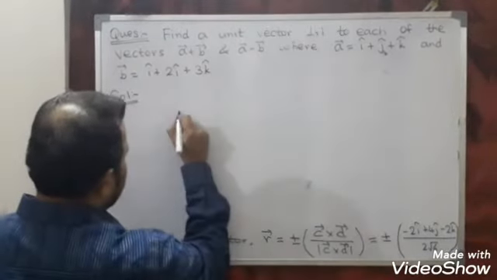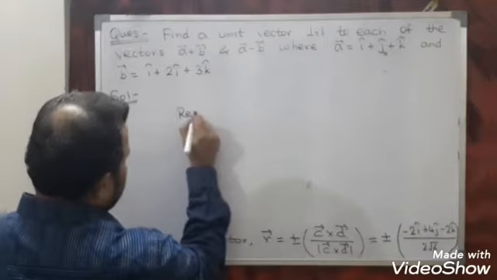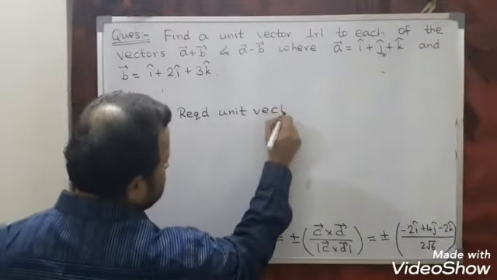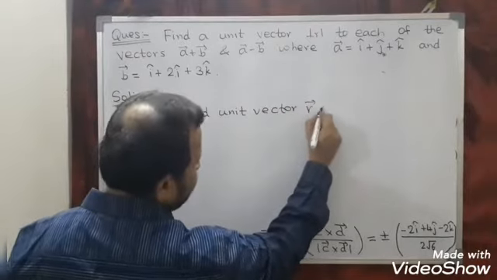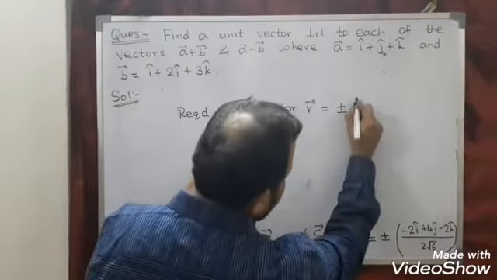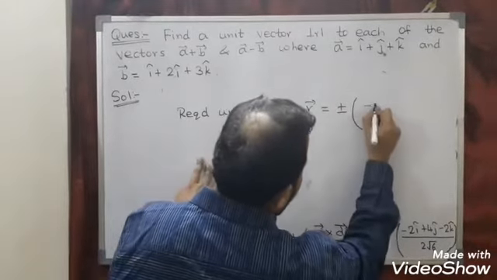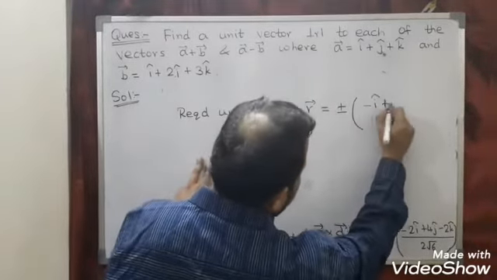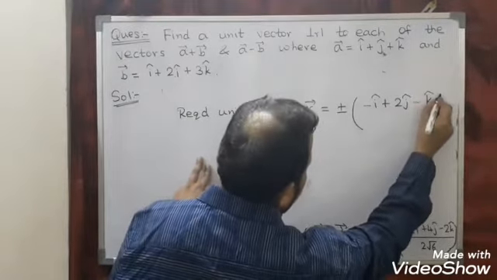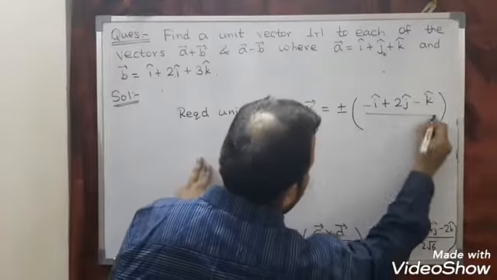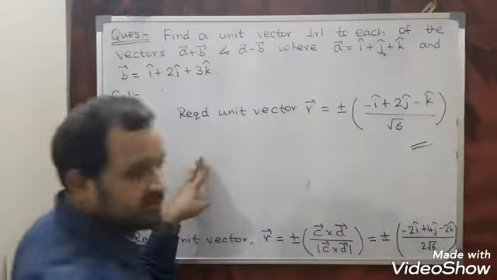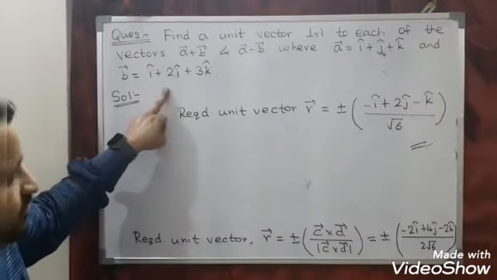So here I can say the required unit vector r vector is equal to plus minus. Now 2 and 2 will get cancelled. Finally what you will get here is minus i cap plus 2j cap minus k cap divided by root 6. So this is the required solution of this question.